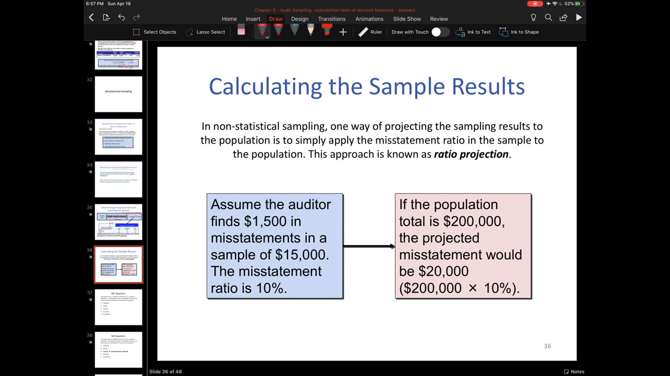In non-statistical sampling, when you're calculating the sample results, you generally use an approach called ratio projection. Assume that in a particular portion of the sample, you find $1,500 of misstatements in a sample of 15,000. So the ratio is 10%. 1,500 over 15,000 is 10%. Then if you want to project that 10% across the total population, you would do 10% times the 200,000 of your total population, and you'd get 20,000.